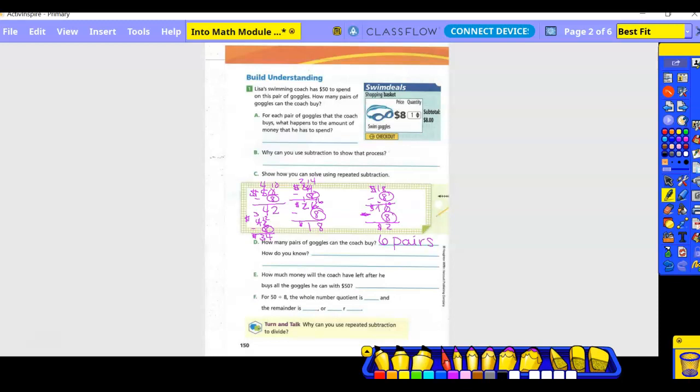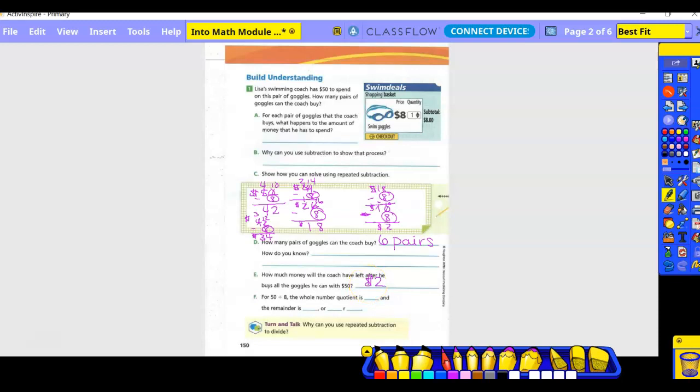And we know that because that's how many times we could subtract out 8 before we got a number less than 8. So how much money will the coach have left after he buys all the goggles he can with $50? How much money do we have left at the very end? $2.